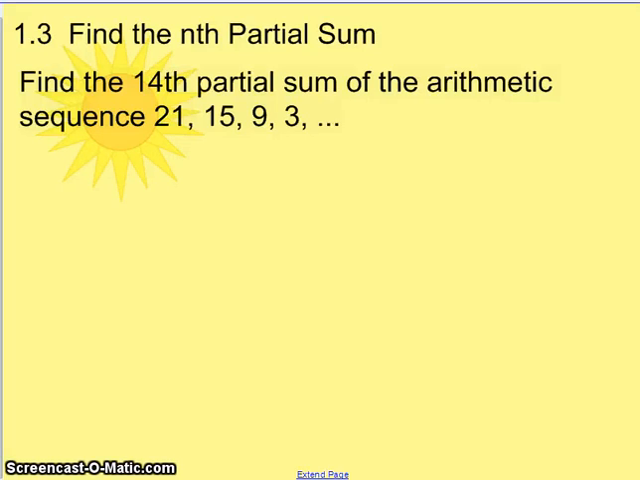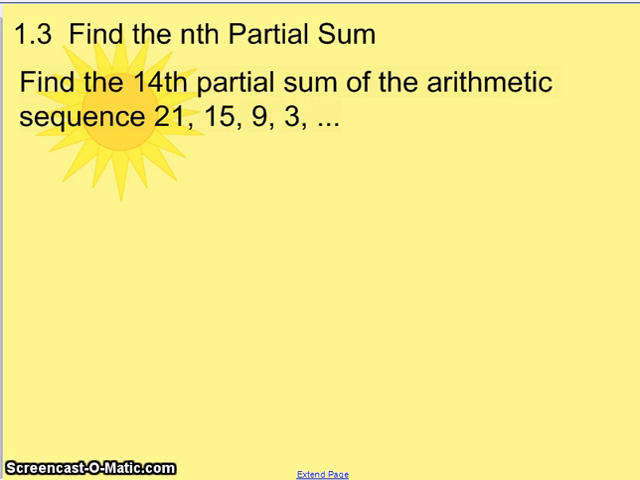This is a pre-calculus video on 1.3, find the nth partial sum. The directions for this problem are: find the 14th partial sum of the arithmetic sequence, and it gives you the first 4 terms of this sequence. Then we're just going to add them up. So first we have to list the first 14 terms, and then we'll add them.